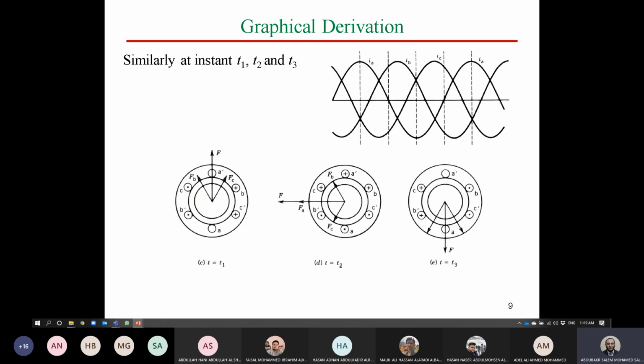After that, at T2, you will find the resultant vector will be here. So as you can see, it's traveling or rotating. For that, we call it the rotating magnetic field. So this is the graphical derivation of the rotating magnetic field.